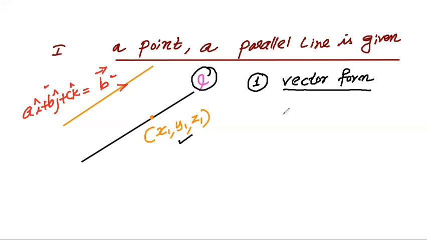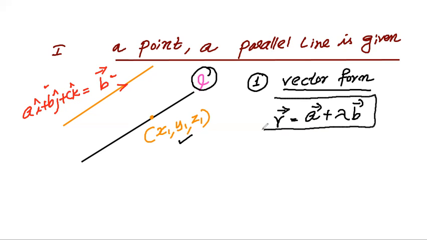In vector format, it's very easy. Vector r is equal to a plus lambda b is the equation of a straight line satisfying this condition in vector form. So obviously you'll be having some doubts. What is r said? What is a said? And what is b said?